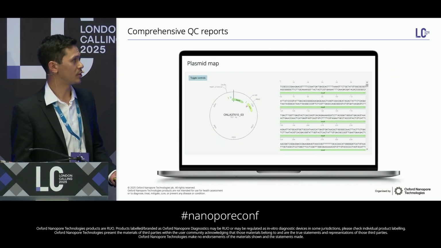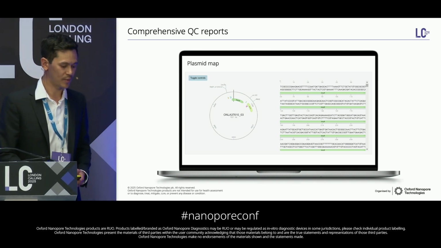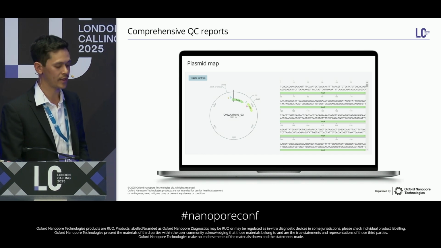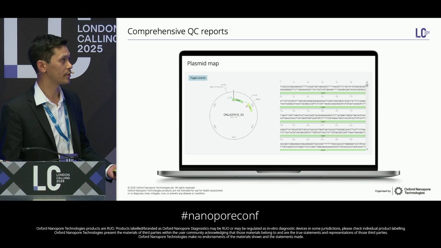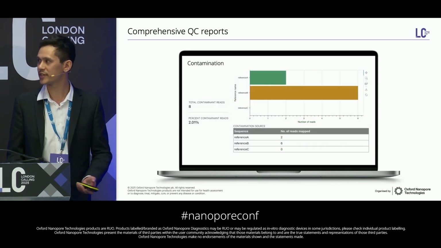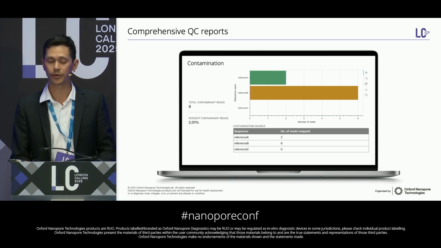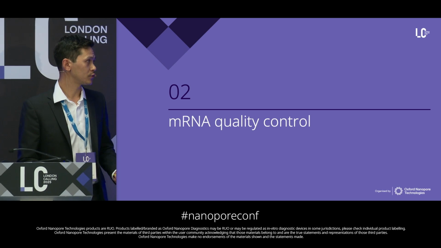Like all our Epi2me workflows, this also produces a comprehensive QC report, such as this plasmid visualization map, so you can see that your plasmid has been constructed correctly and that all genetic elements that you expect are there, as well as a contamination metric. So if your sample does have contaminant DNA sources, we can find how much of them there are and the origin sources of them. So next, I'm going to be talking about the mRNA quality control test.